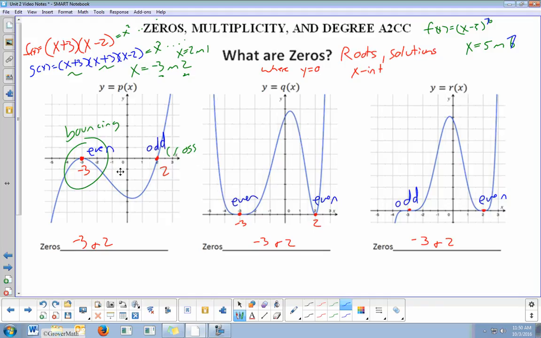So all 3 of these graphs are different even though they have the same roots, because they have the same factors. They all have x plus 3 and x minus 2 as factors, all of these functions, but they have a different amount of x plus 3s and a different amount of x minus 2 factors.